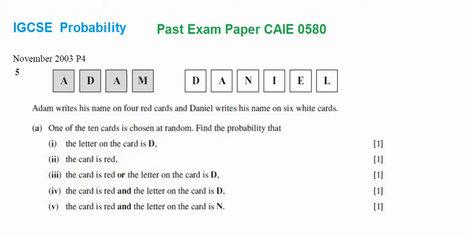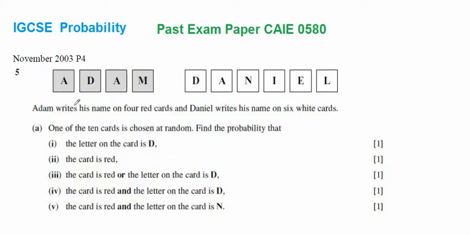So here we have a question from the topic of probability from the IGCSE Extended Maths Past Papers, subject code 0580. The first question is from November 2003, Paper 4, question number 5.